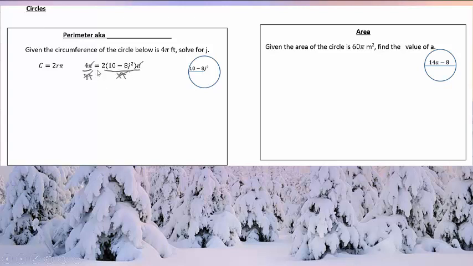Now it's really important, we don't want to treat 2 and the parentheses like they're separate terms. When things are multiplied, they're viewed as one singular term. So this one product is multiplied by pi. So we can only divide by pi once on this side. That leaves me with my new problem, which is 4 equals 2 times the quantity 10 minus 8j squared.